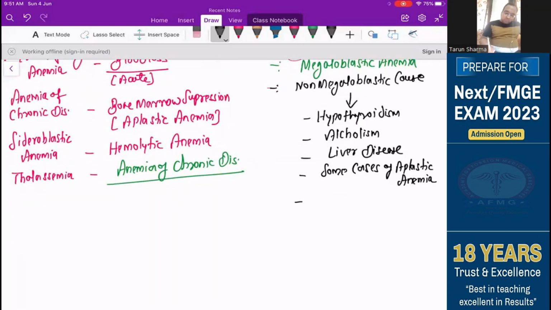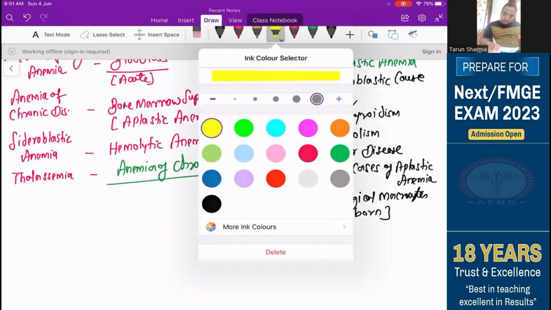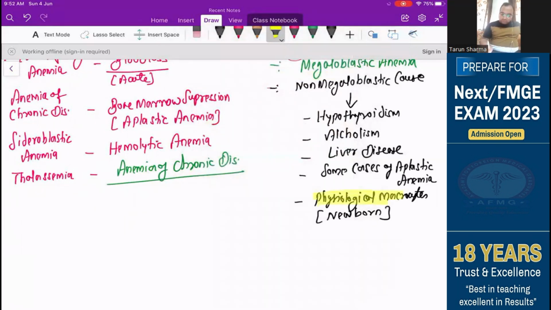Even in newborns, it is physiological. If they ask in which condition physiological macrocytes are seen: physiological macrocyte means the patient is not having anemia, not having any disease, but still has macrocytes, and that is there in newborns. So remember, newborns have larger size RBCs as compared to adults, and that is physiological. That is not abnormal. So this is important.